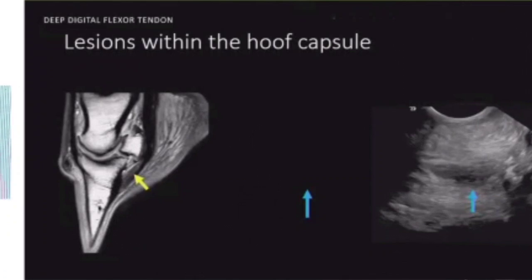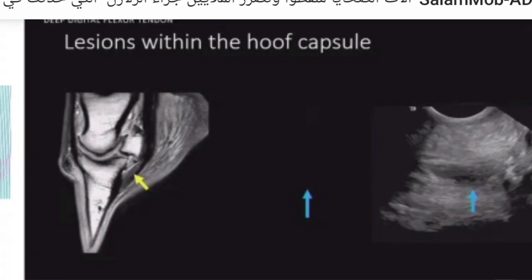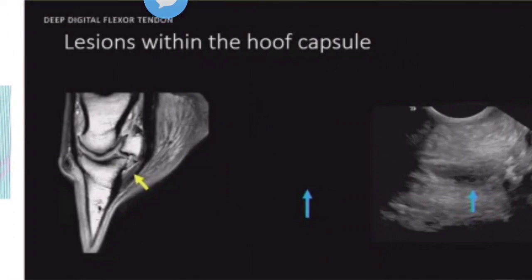Anyways, the image on the left-hand side of your screen is a sagittal proton density image of the foot. Let's start over here on the image on the right. This is an ultrasound done through the heel bulbs, and this little area that looks like a little black eye is the medial lobe of the deep digital flexor tendon, and it has a tear in it, that sits right at about this level. That is more or less what we're able to ultrasound when we go through the heel bulbs.